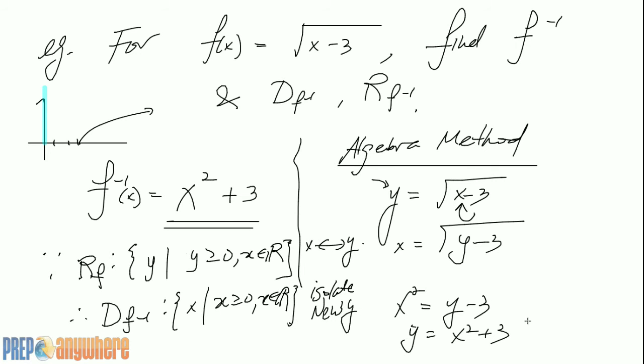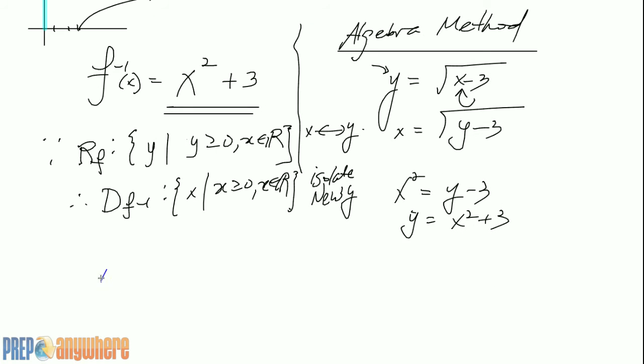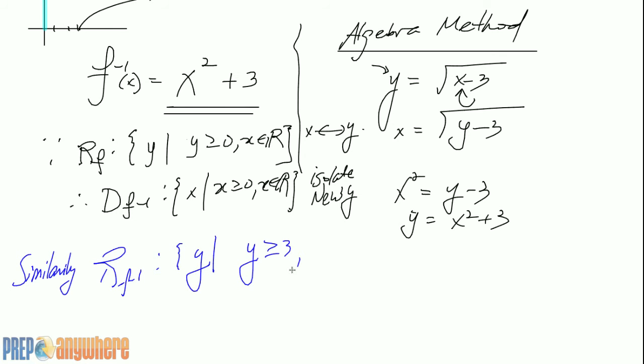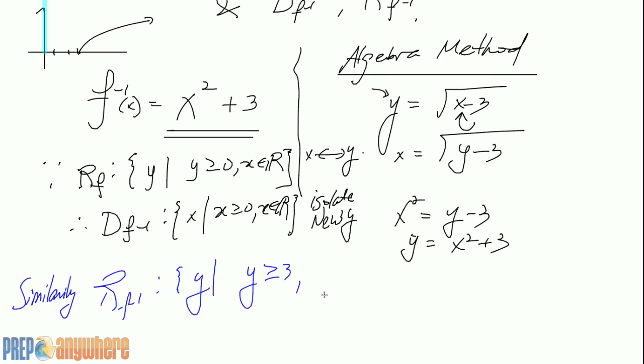Okay, what is the range of the inverse function? The domain of the original function is x greater than or equal to 3. So the range, same reasoning, similarly, the range of the inverse function is going to be y values such that y is greater than or equal to 3, because the domain of this was x greater than or equal to 3. The x and y values have to completely switch.